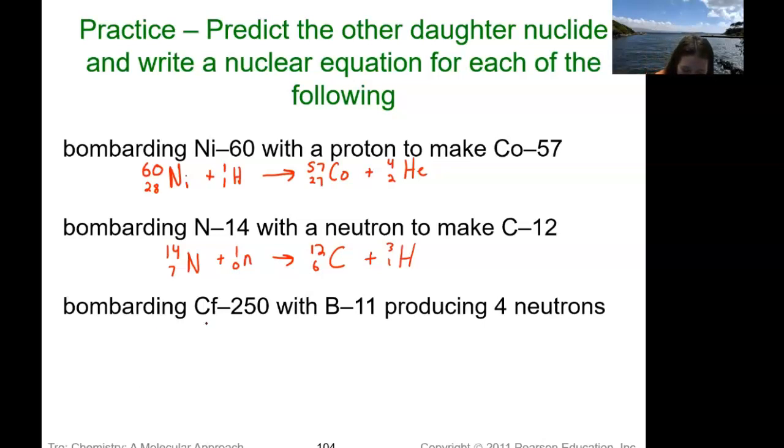So we have CF 250, which you really have to look at a periodic table for this one, right? It's number 98. It's hard for me to write down here on the bottom, plus boron 11, atomic number 5, produces 4 neutrons. So we have 4 neutrons, and then we just look at what we have left, right? When we do our math, 250 plus 11 minus 4, so this is 257.